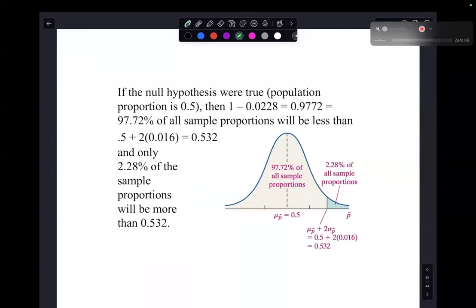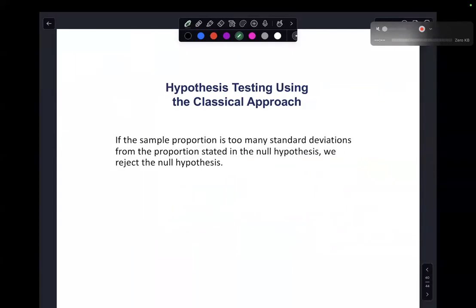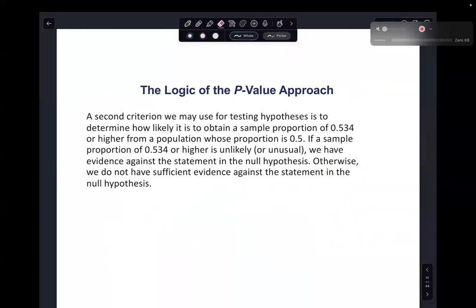All right, so this is lots of the same thing I just said. It's just mathing it out. So our other approach, the one we already looked at, is when it's too many standard deviations away from the mean. That is the classical approach. With the p-value approach, instead of using z-scores, we're just looking for that probability.